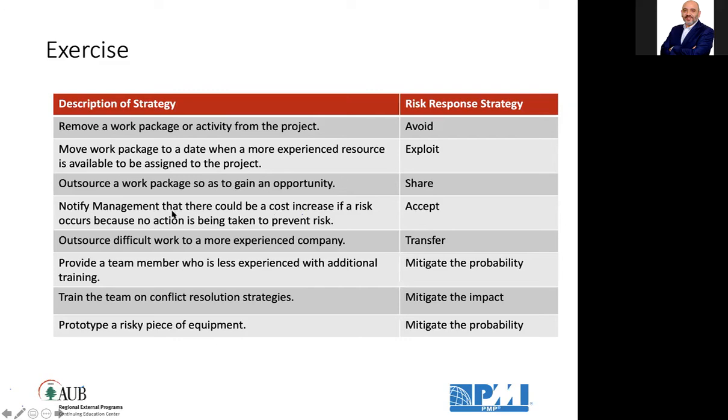Notifying management that there should be a cost increase if a risk occurs because no action is being taken to prevent it. This is active acceptance, okay? Outsourcing difficult work to a more experienced company, I'm transferring the work. Provide a team member who is less experienced with additional training so that ما يلخبط وما يعمل أغلاط. I'm mitigating the probability of doing mistakes.